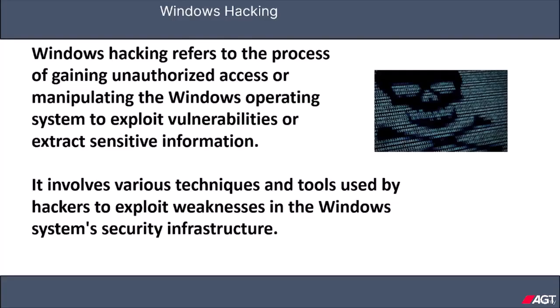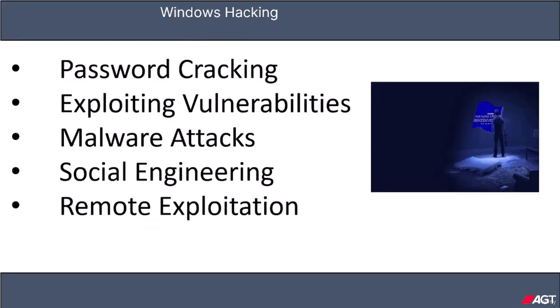Today we are going to talk about Windows hacking: what it is, why it happens, and how it is done. Let's get into it. Windows hacking means finding ways to sneak into a Windows computer, and the hackers try to manipulate the Windows operating system to exploit vulnerabilities, and they always try to extract sensitive information. So what are the ways that we can hack the Windows operating system?